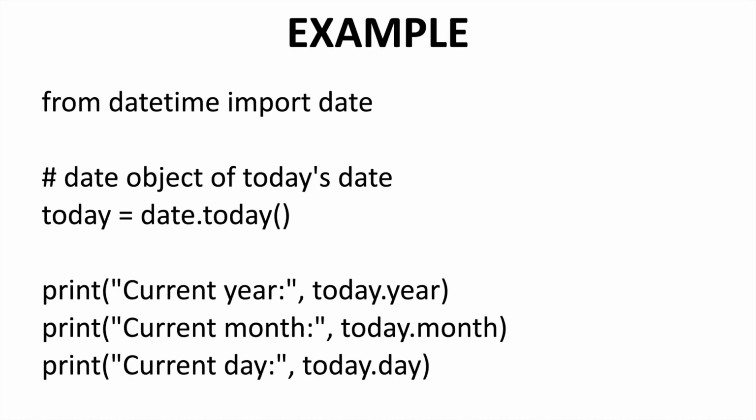For example, see here I'm importing. Whenever you want to use a built-in module in Python, you have to use an import statement. So that's why I'm importing the datetime module. So see, today is equal to date dot today. Date dot today is going to fetch the current date, today's date, and it will be stored in the variable today. To fetch today's date, I should import the datetime module.